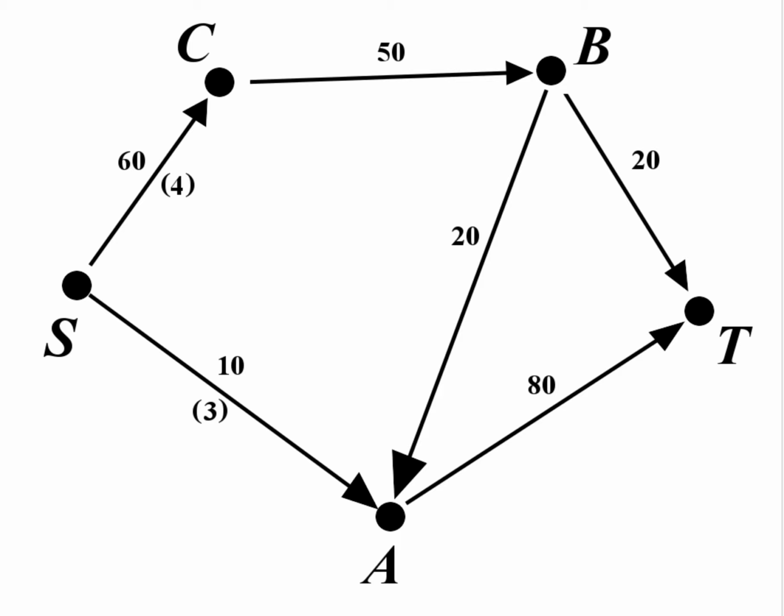And then those 3 that went to A will go directly to T. The 4 snails that went to C will be sent to B. And then now we will split these 4. 2 will go directly to T, and the other 2 will first go to A and then to T.